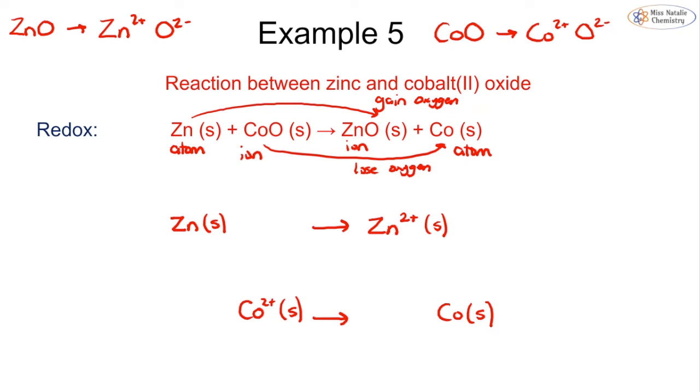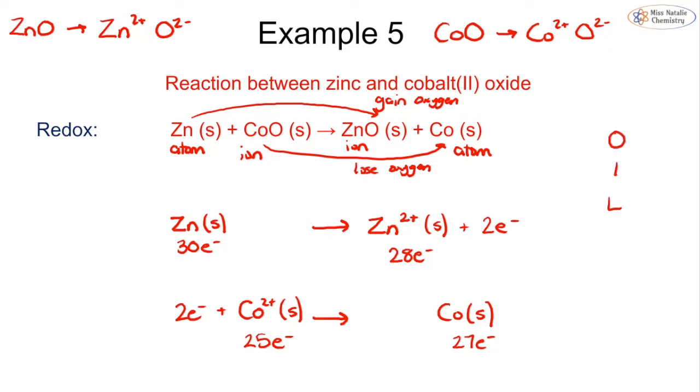So zinc, when it is an atom, contains 30 electrons. When it becomes an ion, it has lost 2 electrons to become 2 positive. So that is 28. So I need to add in 2 electrons to the right-hand side. When we have cobalt as an atom, it has an atomic number of 27. So it contains 27 electrons. When it becomes an ion, it becomes 2+, and this has got 25 electrons. So I need to add in 2 electrons to the left-hand side.